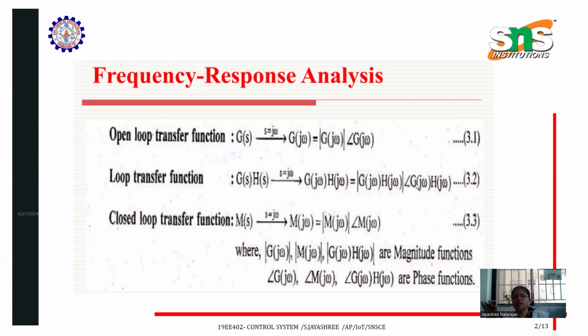Here, the modulus functions, modulus of G of j omega and modulus of M of j omega, are magnitude functions, and the angle of G of j omega represents the phase function. Throughout this unit, we are going to separate magnitude and phase and draw the magnitude plot and phase plot. From those plots, the gain margin and phase margin can be determined.